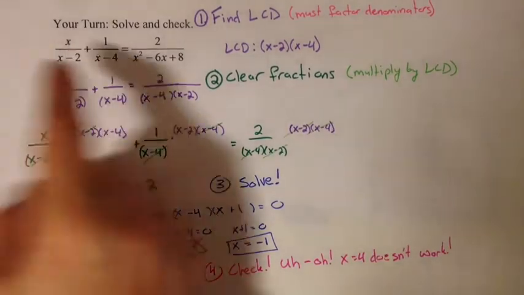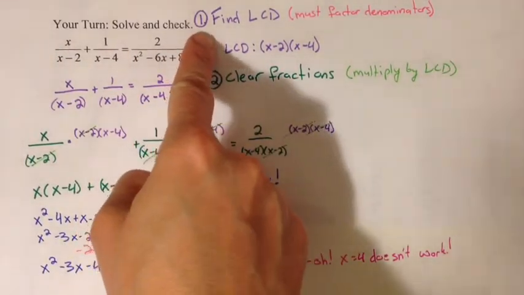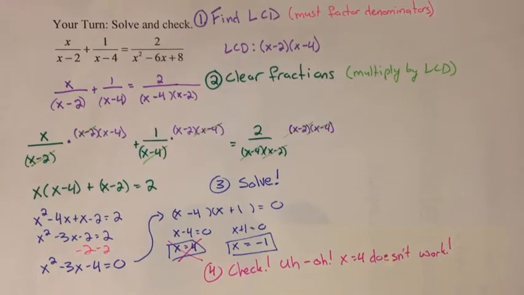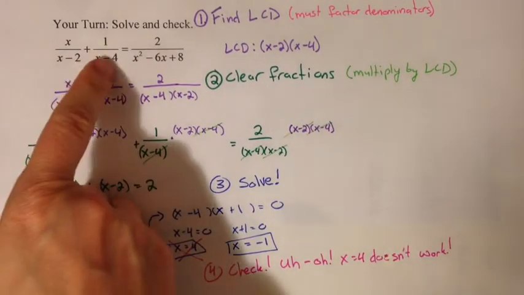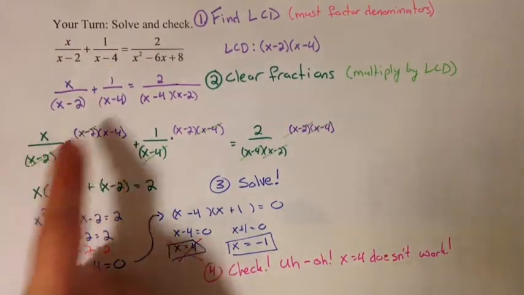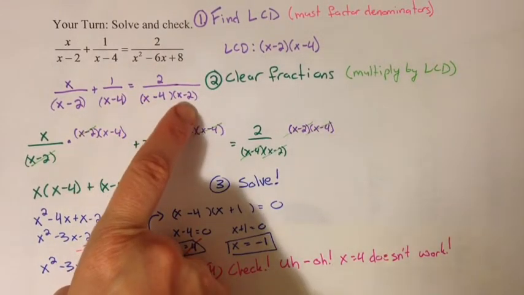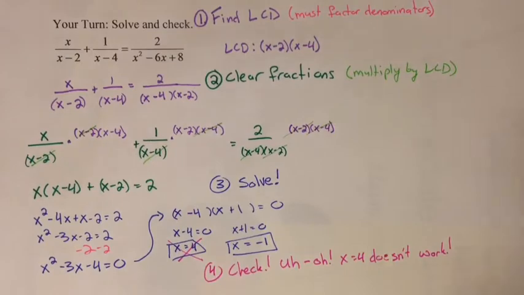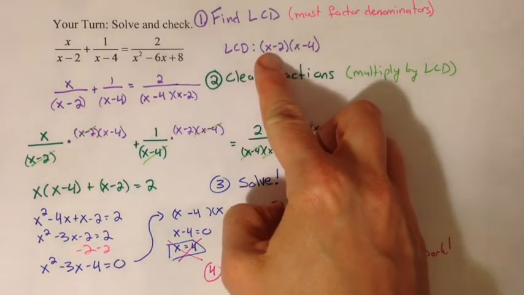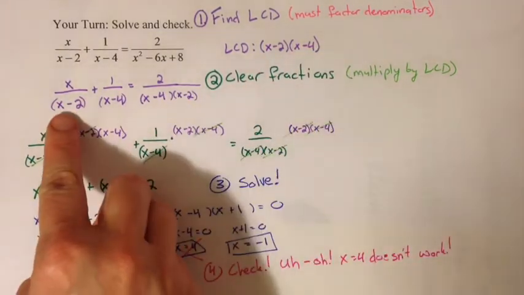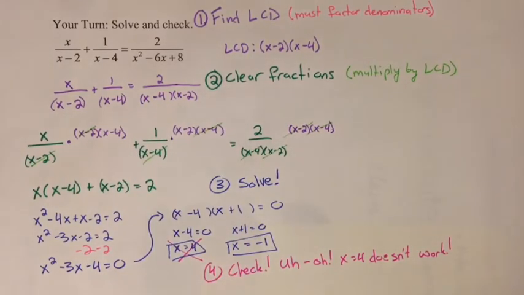My first step is to find a least common denominator, which means I'm going to need to factor all of these denominators. Fortunately, two of them are just single terms, so that's all right. My last denominator I factor as x minus 4, x minus 2. Now it's easier to see that my least common denominator is x minus 2, x minus 4. That covers all of my possible denominators.